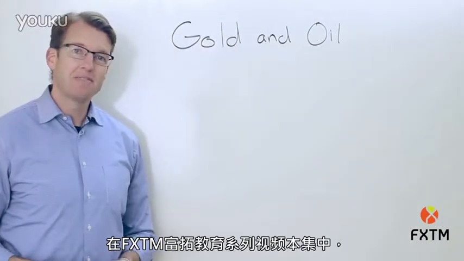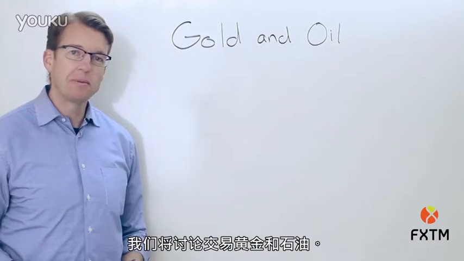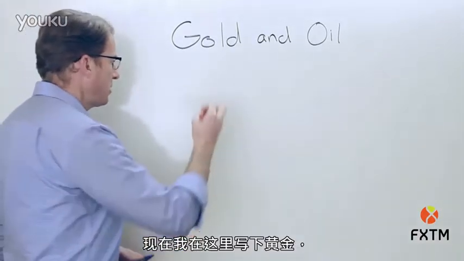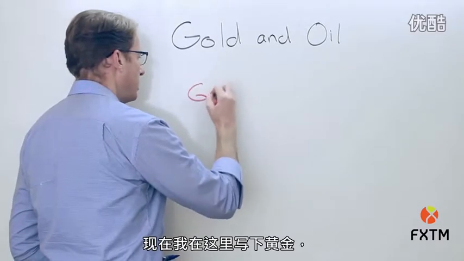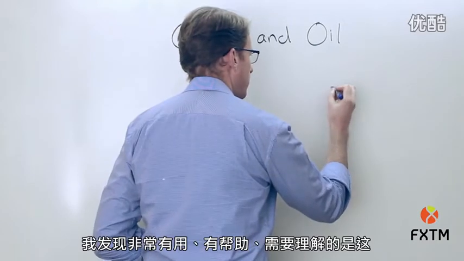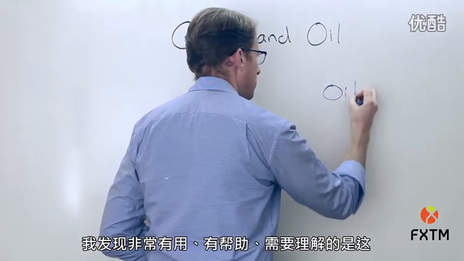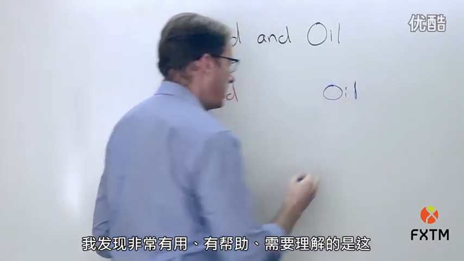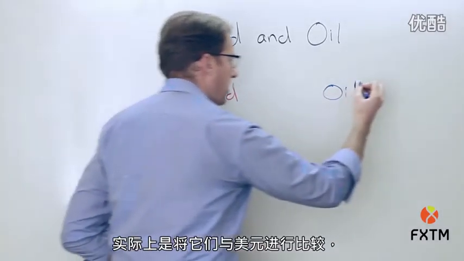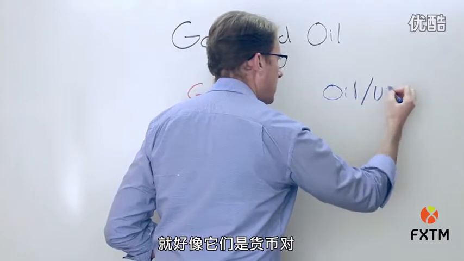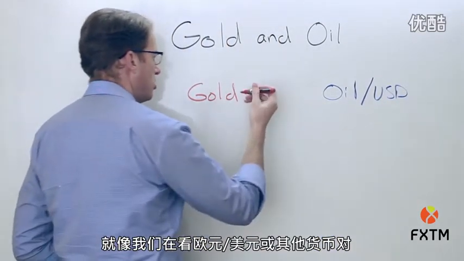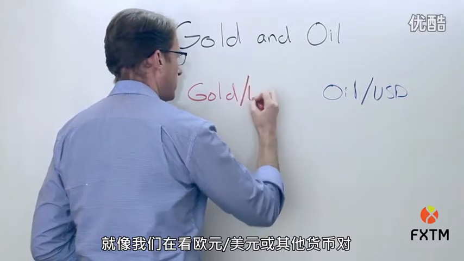In this episode of the FXDM educational series, we're going to be taking a closer look at trading gold and oil. Now what I'm going to do is write down gold over here, and then we'll write oil over here. Something that I find very helpful in understanding how these two relate to the dollar is to compare them to the dollar as if they were a currency pair, as if we were looking at the euro-dollar currency pair or something like that.